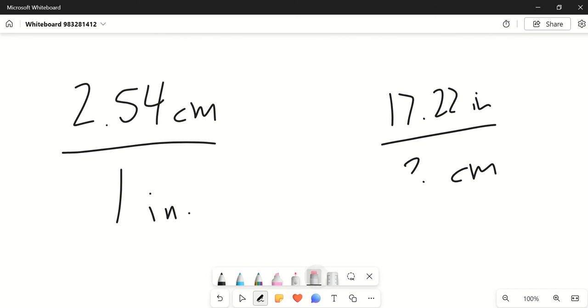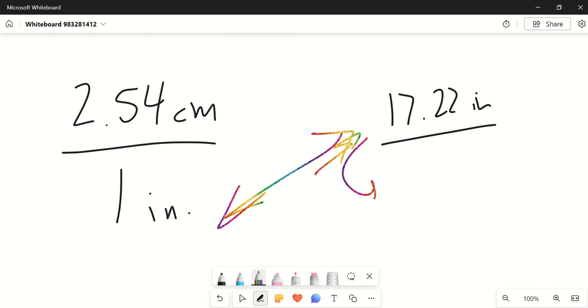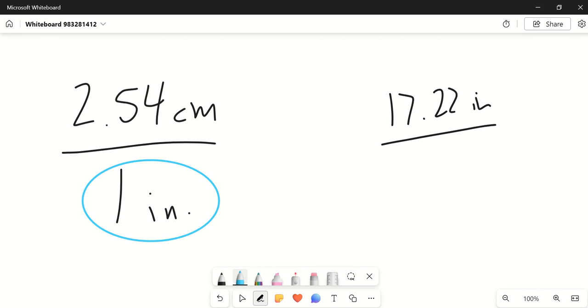Now, we put this like this across. So if I'm trying to figure out inches, instead of putting inches down here, I keep it up here so that they are diagonally across from each other. Putting this over 1 is known as a unit rate. So I'm going to erase this really quick to give us a sidebar.